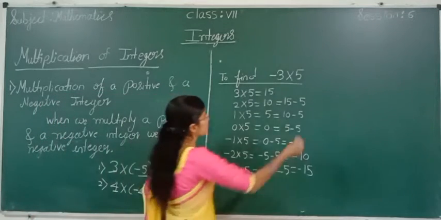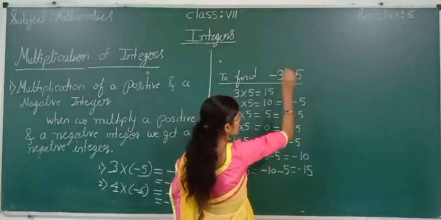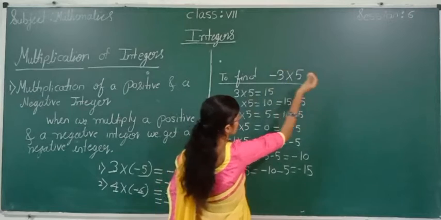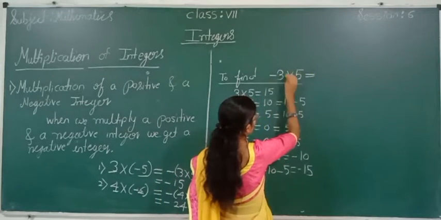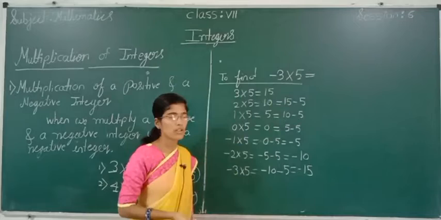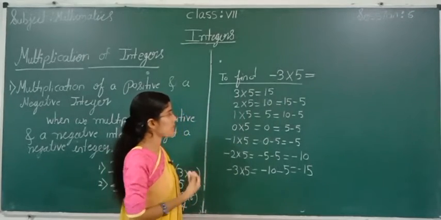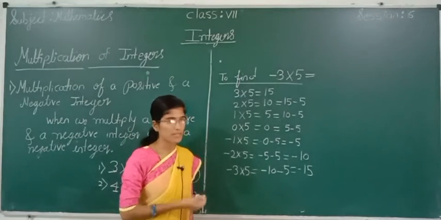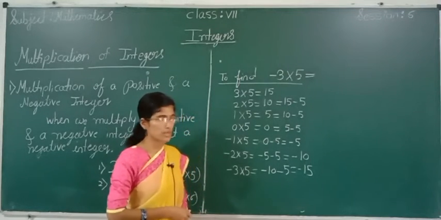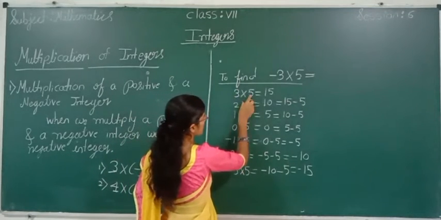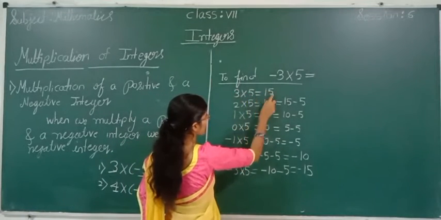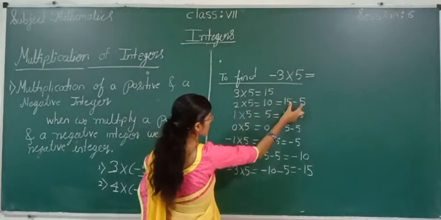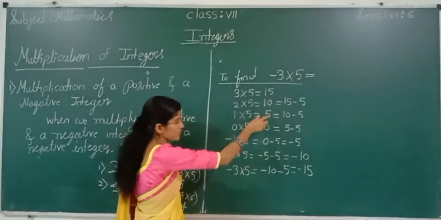Now we will take one negative integer and one positive integer. If I ask you what is minus 3 into 5, we will solve this by using a pattern. See here, 3 5s are 15. You know that 3 5s are 15. 2 5s are 10, which is 15 minus 5. This is a pattern. Observe this pattern.